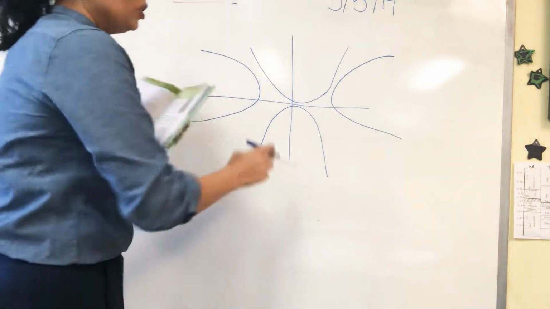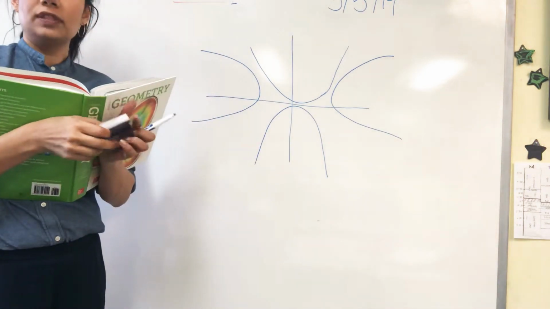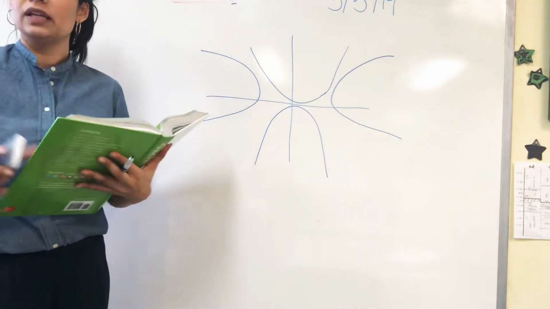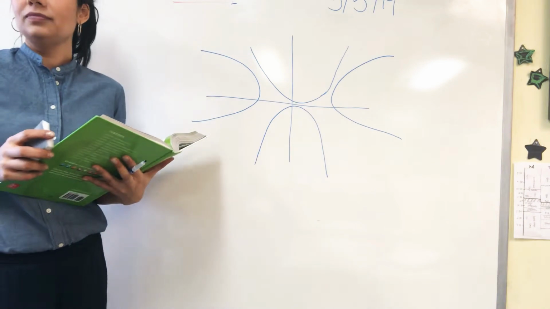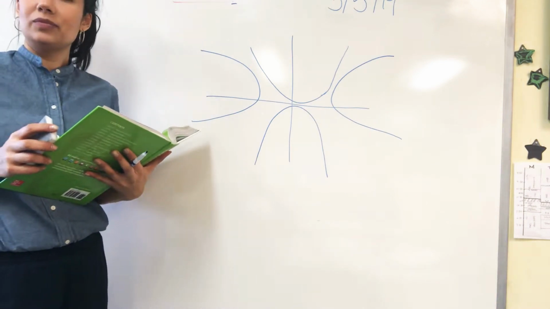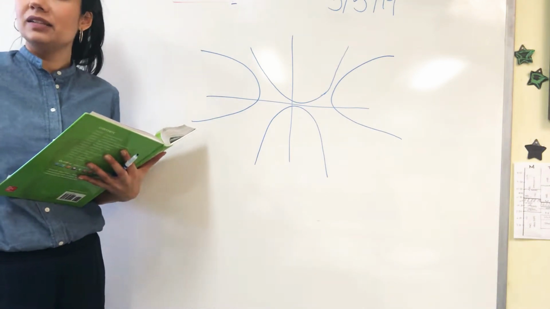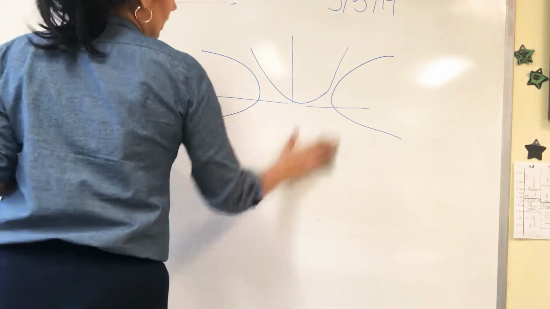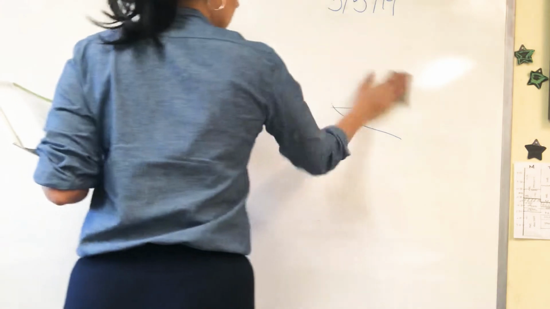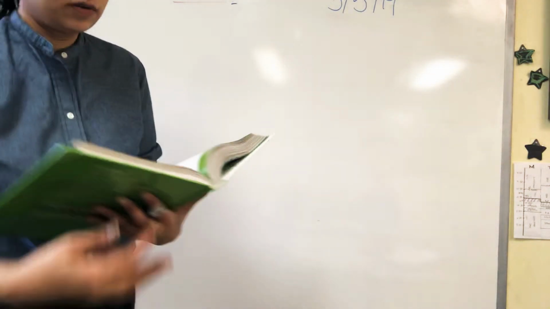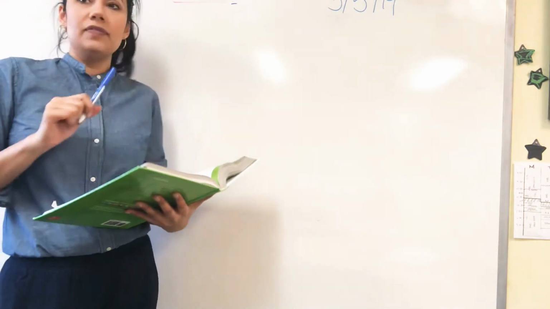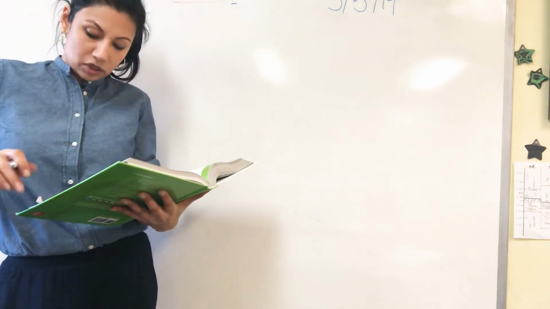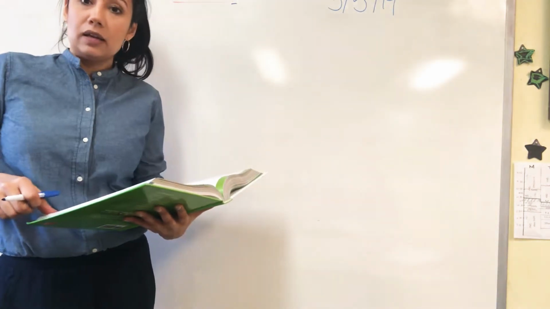Do you guys remember when you were shifting graphs, or when you were transforming equations? What are they? Translation, reflection, rotation. There you go. This is basically the same idea. That's why these parabolas are shifting. They're just transforming.